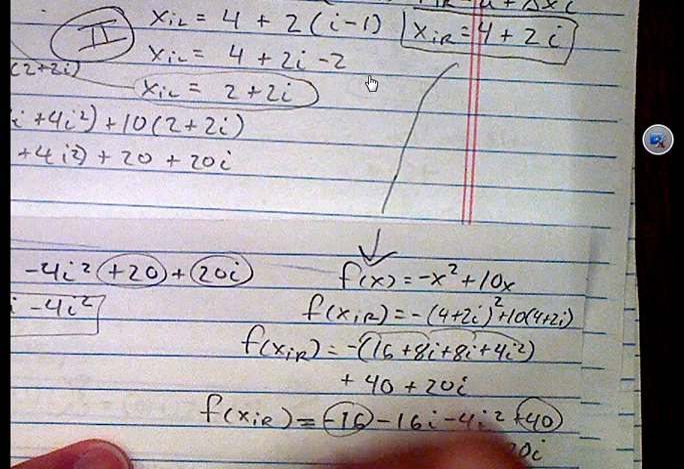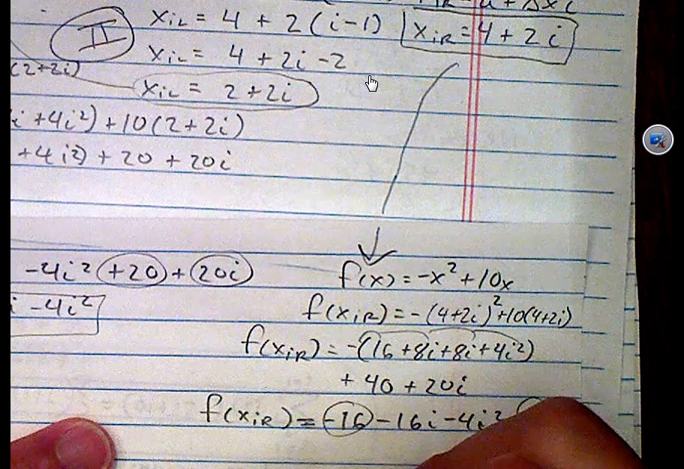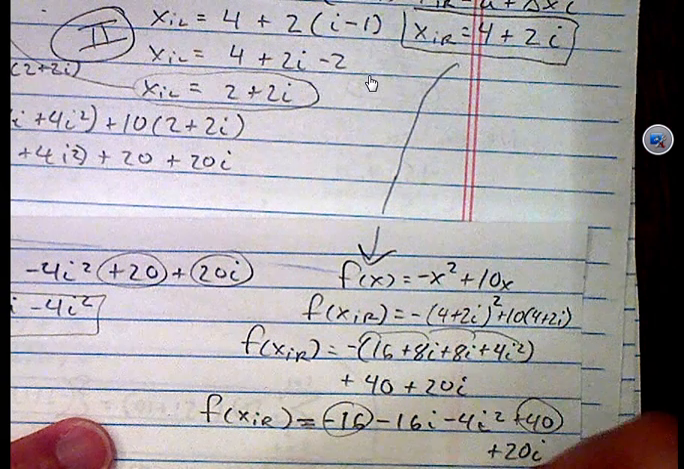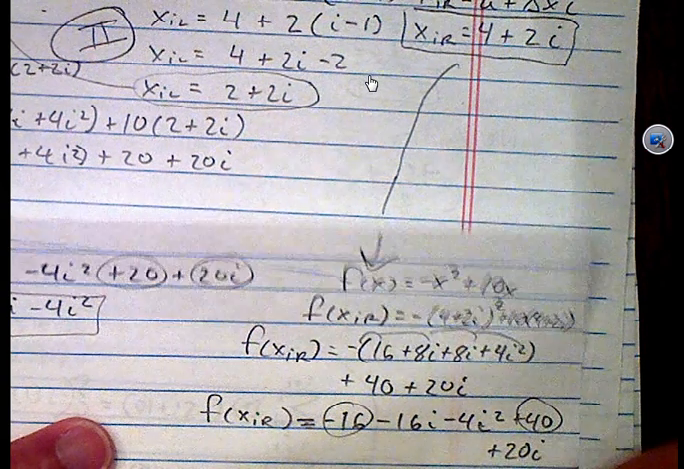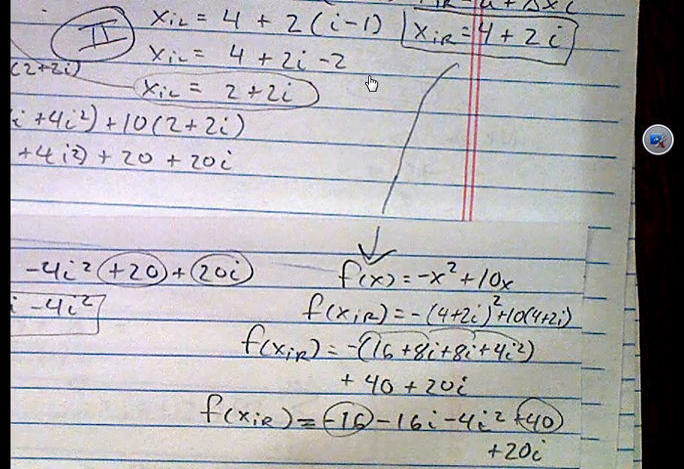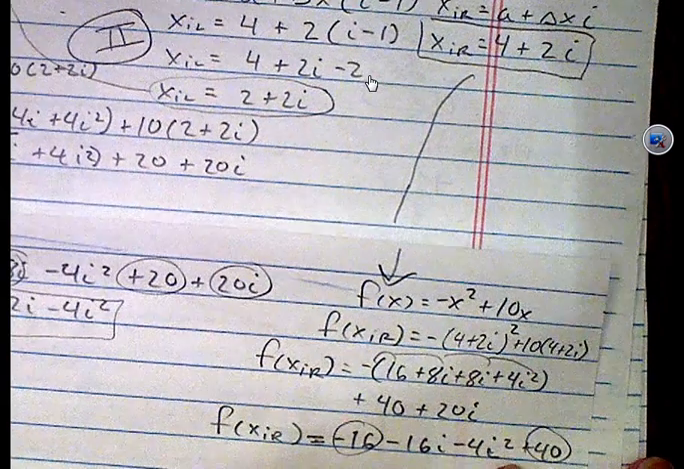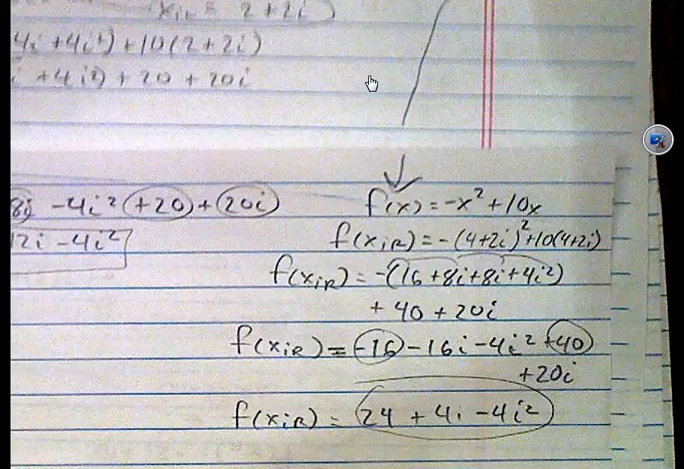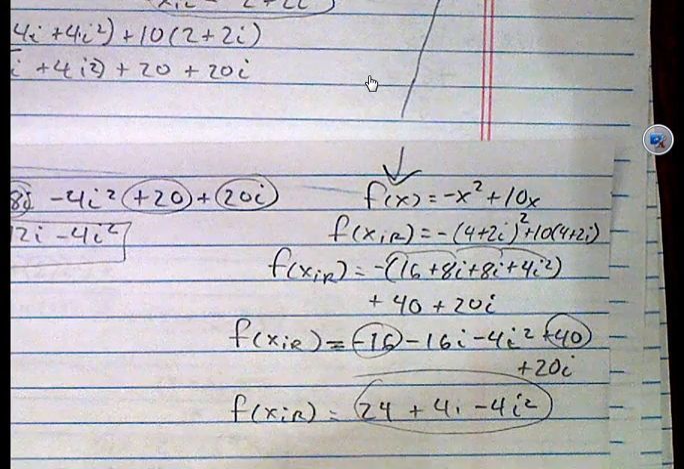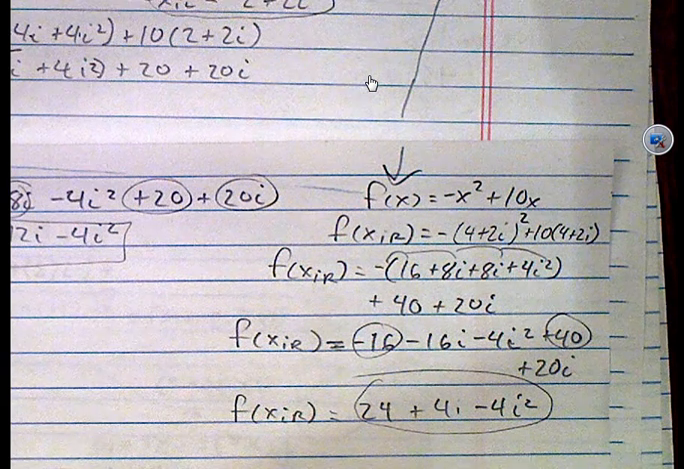negative 16 and 40 make 24 plus 4i minus 4i squared. Okie dokie. So 24 plus 4i minus 4i squared. Alright, whoa, I ran out of real estate really quick there. Alright, so there you go. Alright, f of x of I, IL and IR right there.